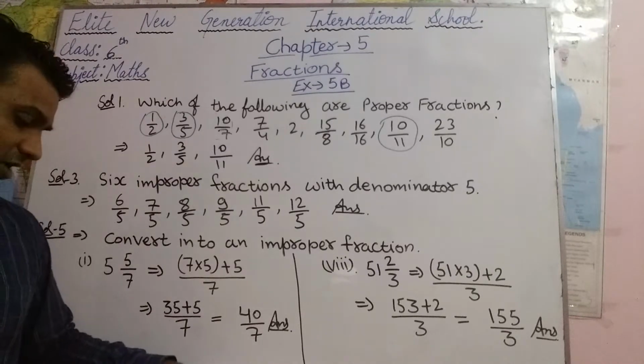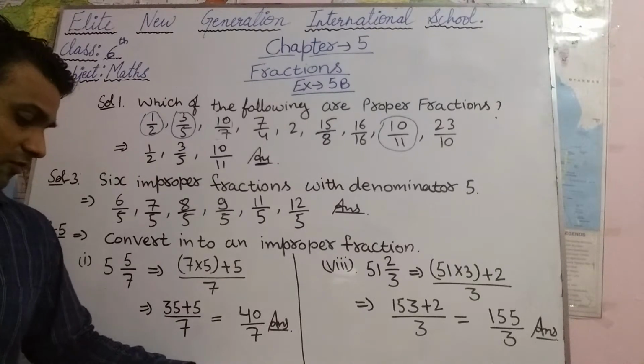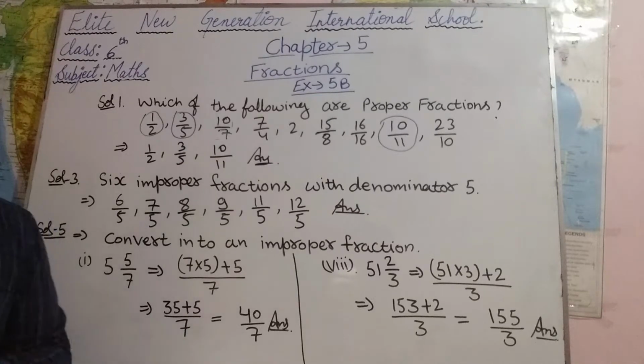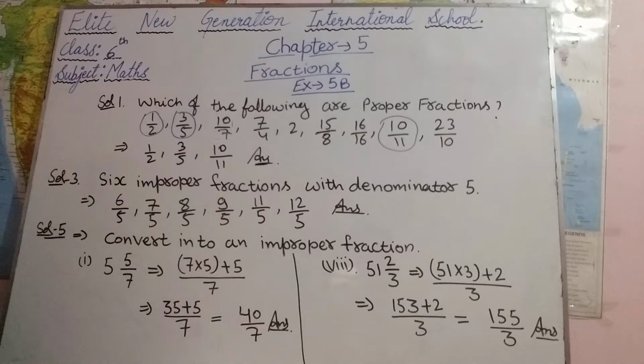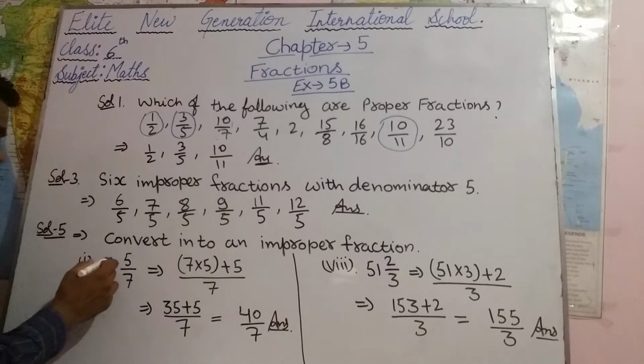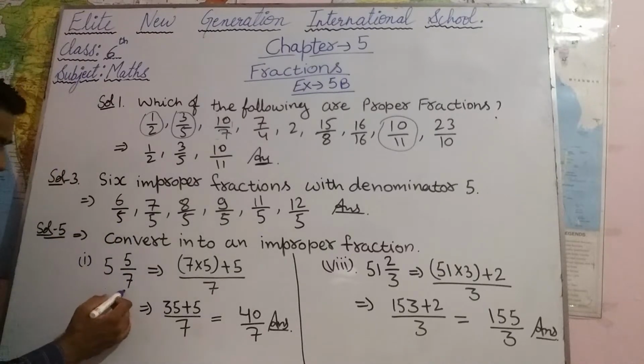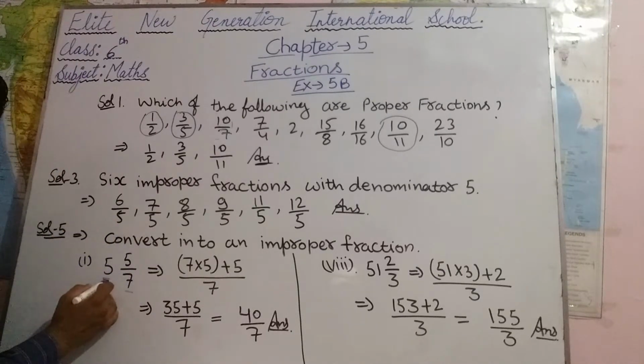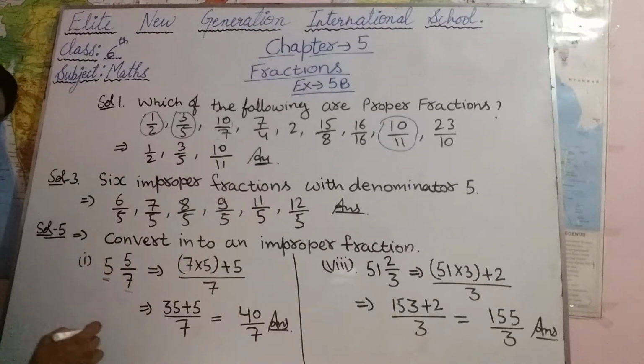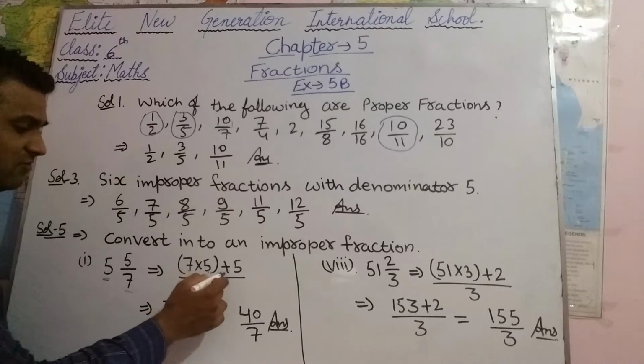Now after this, question number 5. In question number 5 we have to convert each of the following into an improper fraction. These are mixed fractions, and we have to convert these mixed fractions into improper fractions. So here we have given 5 whole 5 upon 7. In this case, first of all, this 7 will be multiplied by this 5. Then after multiplying these two numbers, 5 will be added. So here we can write 7 into 5 plus 5.